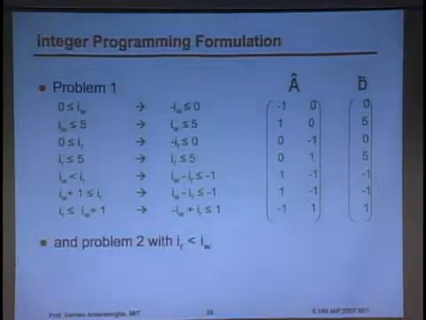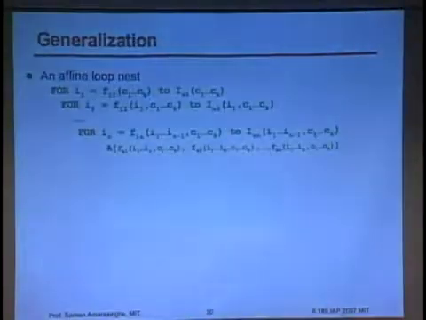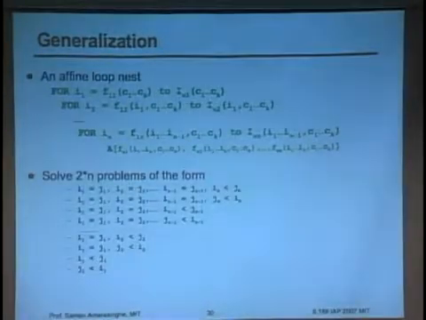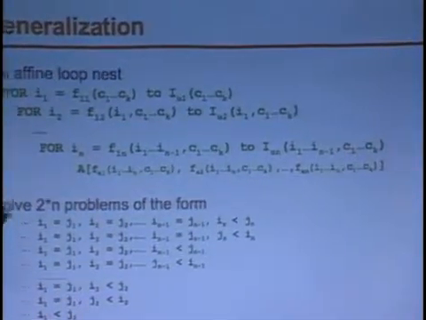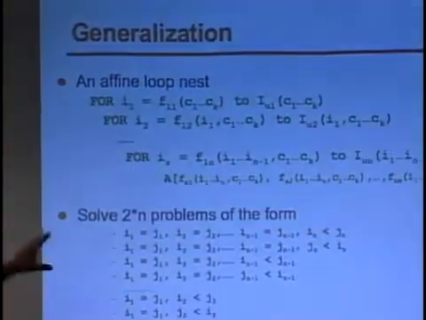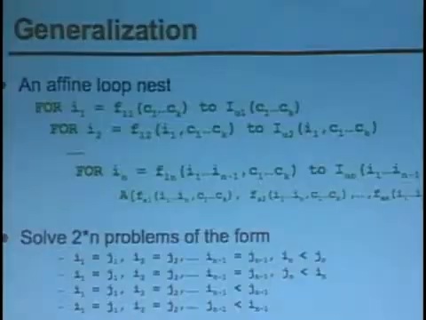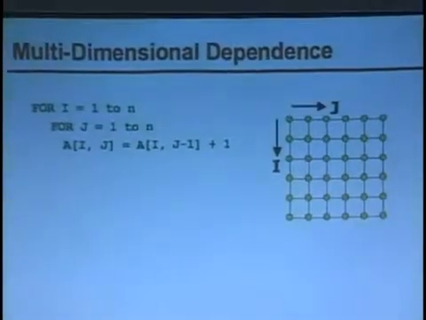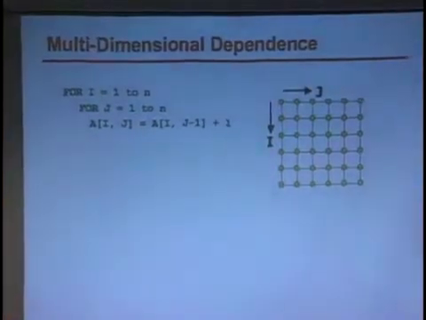Of course, you have to do another problem for the other side. And you can generalize it for much more complex loop nests. If you have n-deep loops, you have to solve 2n problems with all these different constraints. I'm not going to go over this; I'll just have the slides in here. Aha! So that's what we did for single dimension.